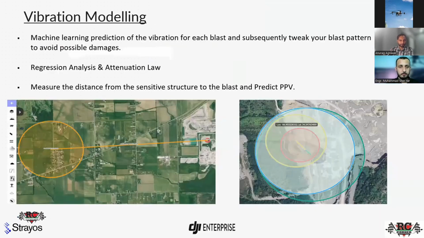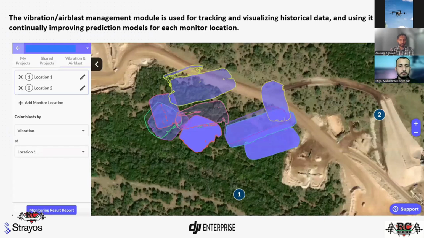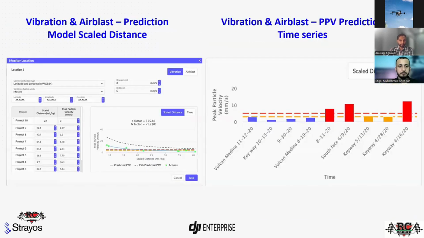Vibration modeling. There are different machine learning predictions available in the software. By using that, you can refine your vibration analysis. You can see here, 1 and 2 show the seismograph locations, and this is the boundary of the blast. We are identifying and measuring the distance from the blast. By using this graph, you can analyze the K and N values. Based on these K and N values, you can predict your ground vibration at any distance.